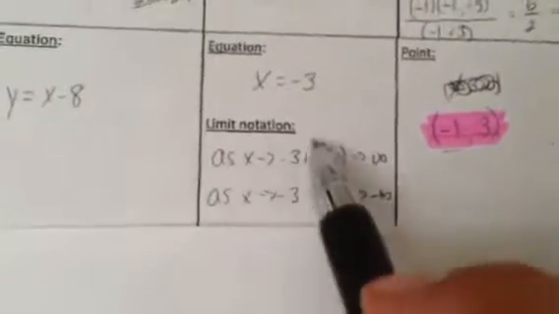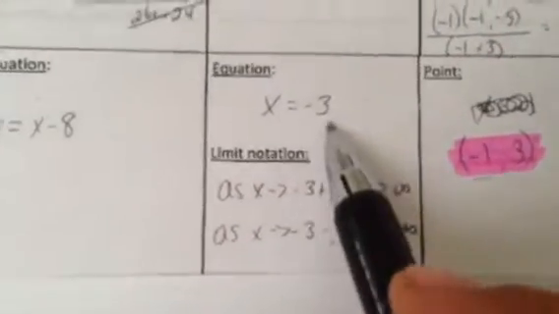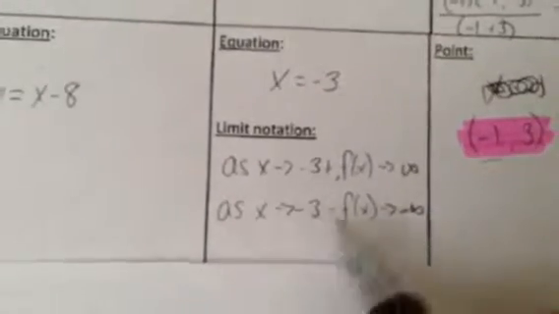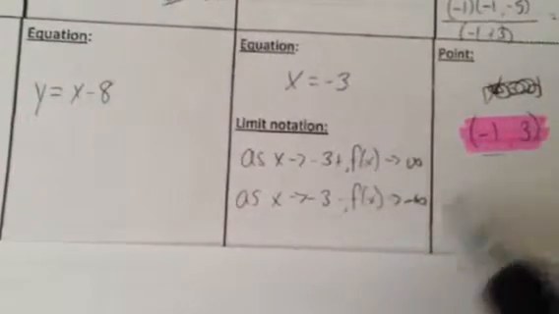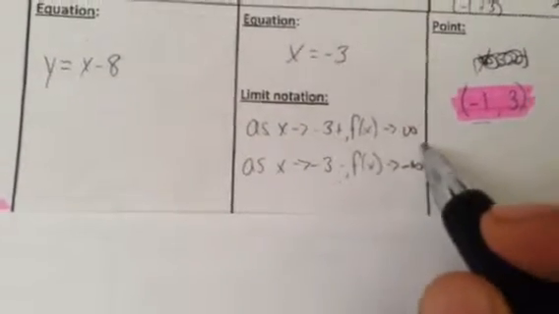And then for the limit notation, for the vertical asymptote, it's going to be just our value that we found, and then to the right and to the left of it, that's what the little pluses and minuses mean. So to the right of it, it's going to be going up, so we do infinity, and to the left is going to be going down, so we do negative infinity.